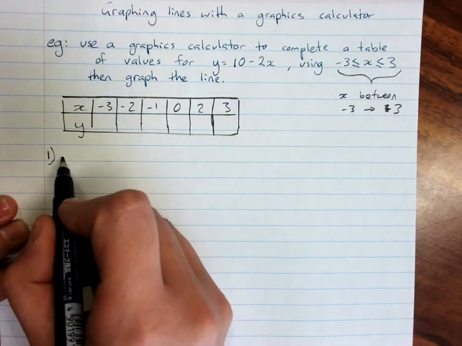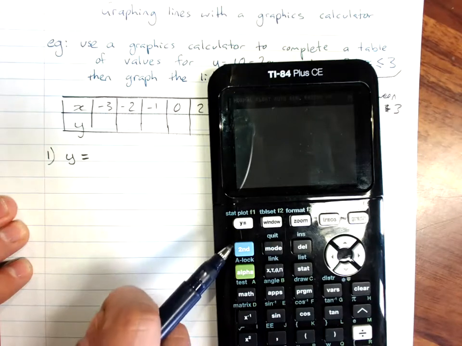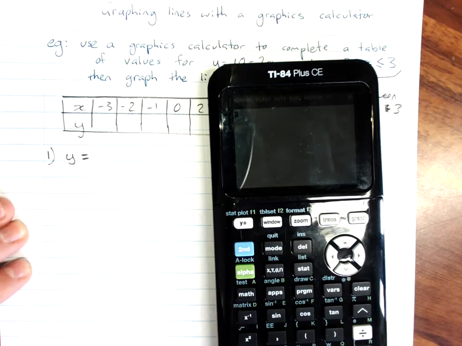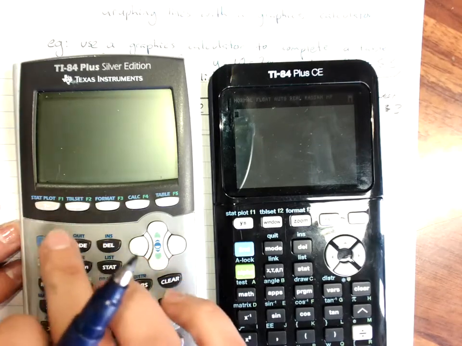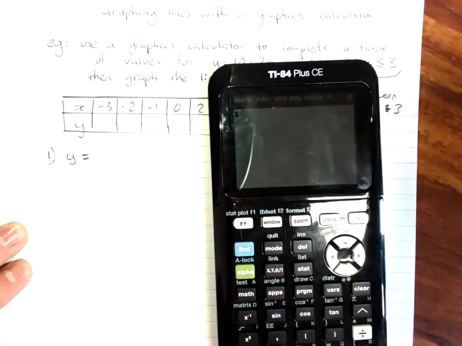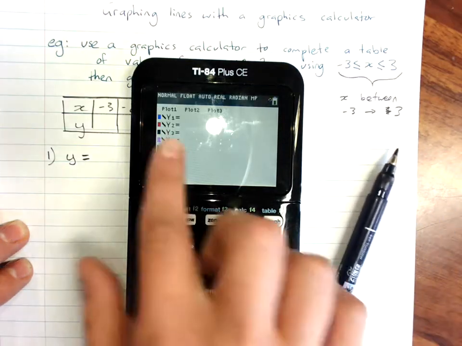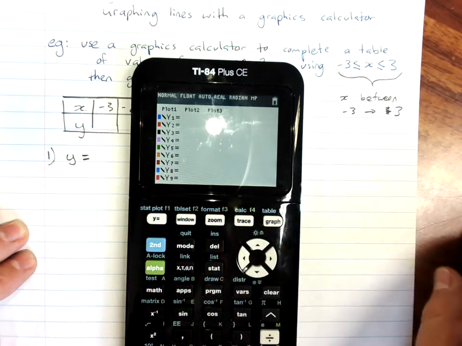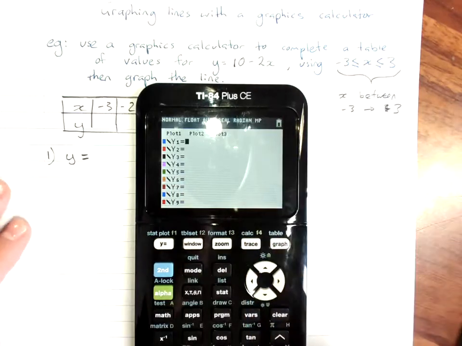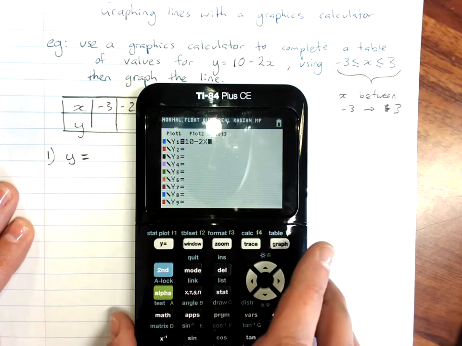first step, we go to our y equals key. That's here on the new calculator and in the same spot on the old calculator. It brings up a bunch of places where you can enter the equation of a line. We're using y equals 10 minus 2x. So you just say 10 minus 2, and there's your x key, next to alpha. And you've entered the equation of the line into the calculator.